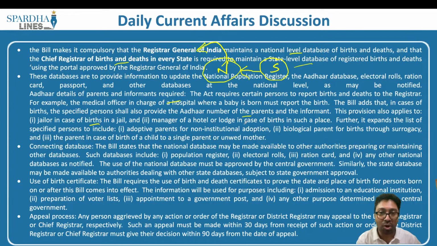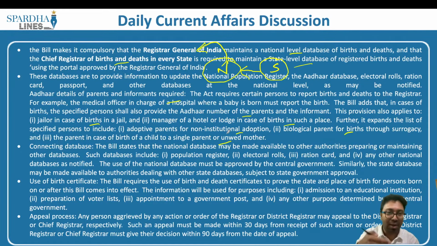The manager of a hotel or lodge in case of birth in such a place. So if the birth takes place in a hotel, in a place where they are residing, the manager of the hotel will also have to provide his Aadhaar details. Further, it expands the list of specified persons to include adoptive parents for non-institutional adoption, biological parent for births through surrogacy, and the parent in case of birth of a child to a single parent. These people's Aadhaar will have to be integrated with that child.